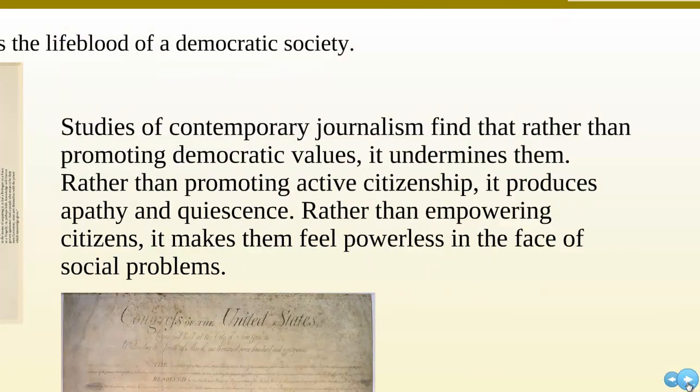Unfortunately, studies of contemporary journalism find that rather than promoting democratic values, the news media today tends to undermine them. And rather than promoting active citizenship, the news media produces apathy and quiescence. And rather than empowering citizens, the news media makes them feel powerless in the face of the many social problems of the day.